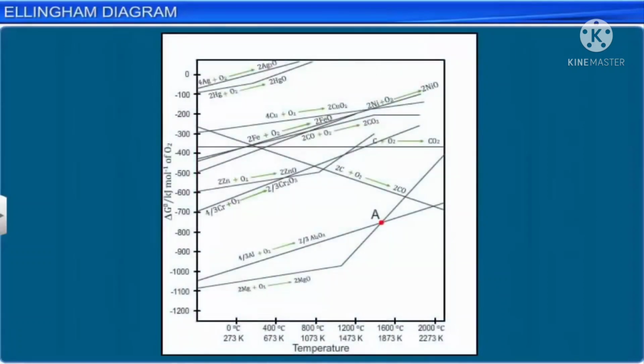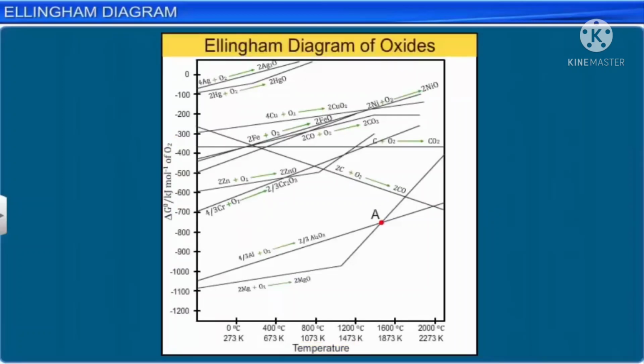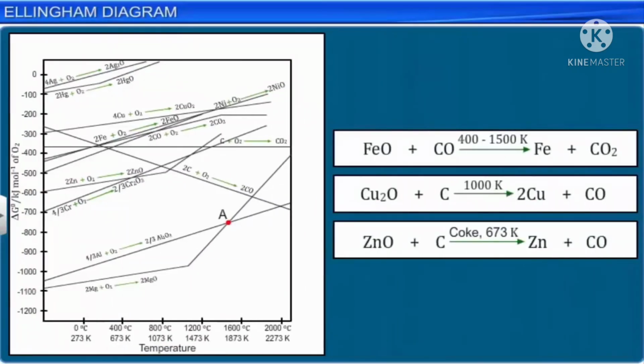The change in the Gibbs energy when 1 gram molecule of oxygen is used to form oxides of metals can be plotted against temperature. This graphical representation is called an Ellingham diagram. These plots not only help us determine the relative ease of reducing a given metal oxide to the metal, but also to predict the feasibility of the thermal reduction of an ore.